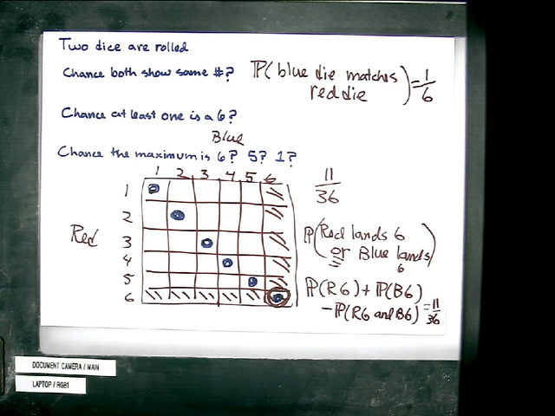Yes? 11 over 36. So yes, it's exact same as this middle question, right? So that starts to get you thinking about how to answer each one of those. What about the maximum being 5? 9 over 36? And how did you get that?